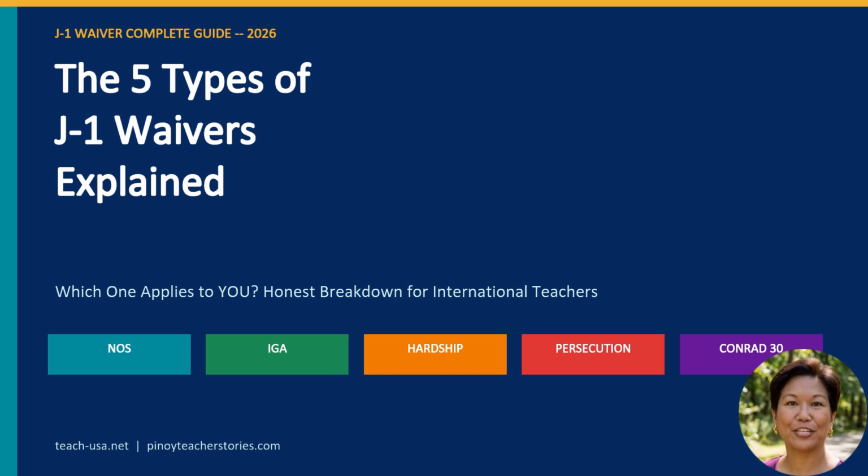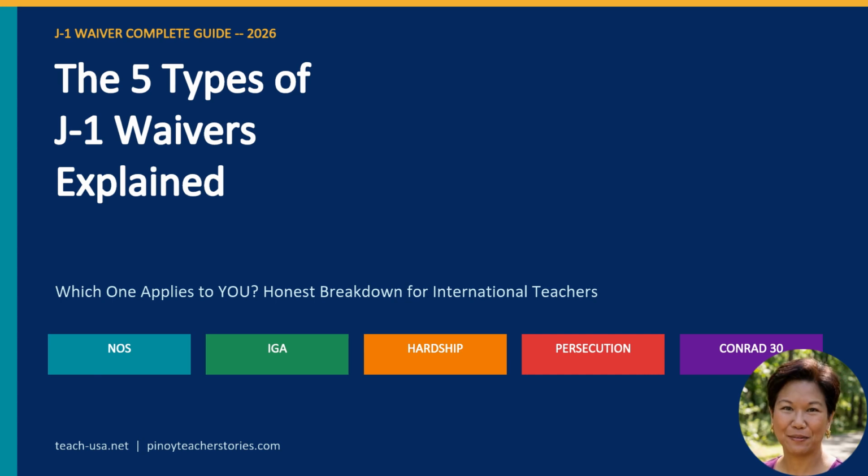If your J-1 visa is subject to the 212E two-year home residency requirement, a J-1 waiver might be your way to stay in the United States. But here's the thing. There are 5 different types of J-1 waivers, and most teachers only know about 1 or 2 of them. In this video, I'm going to break down all 5 waiver types clearly, honestly, and specifically for teachers, so you can figure out which one, if any, applies to your situation.